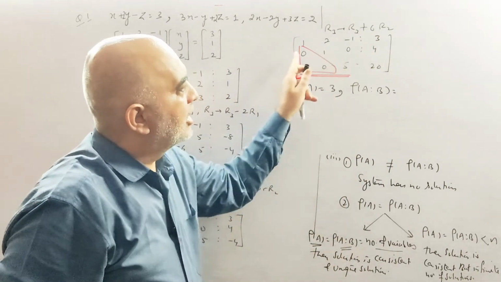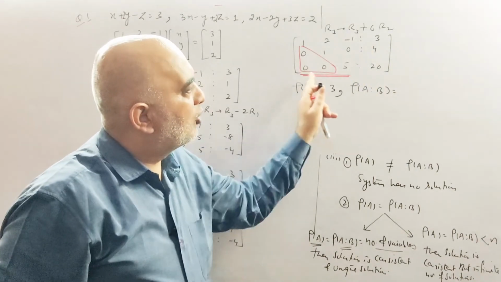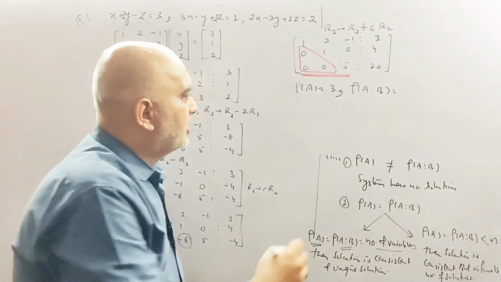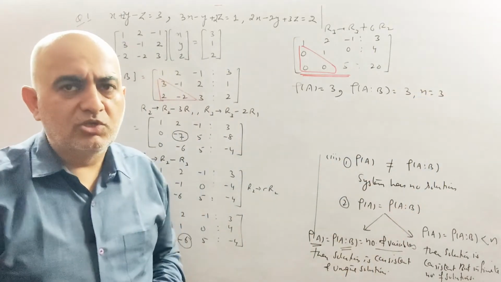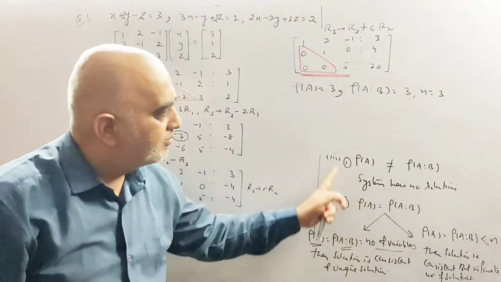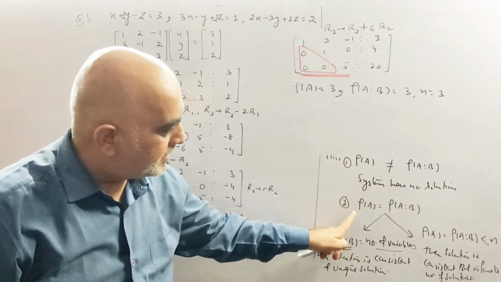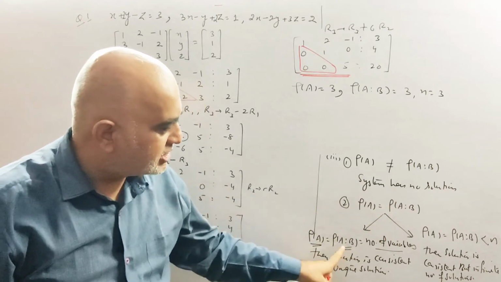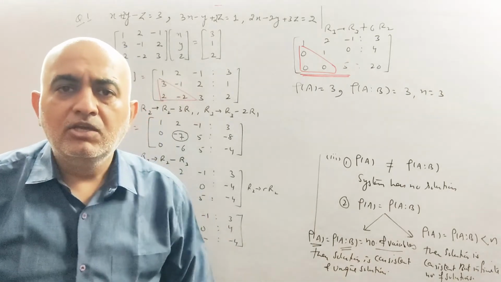Means number of rows in this complete AB matrix, right? So in the AB matrix, how many rows are there which are non-zero? There are 3 rows again. And n, the number of variables, is also 3. So which criteria is fulfilled by this augmented matrix? That is rank of A is equal to rank of AB, which is equal to the number of variables. It means the solution is consistent and has a unique solution.